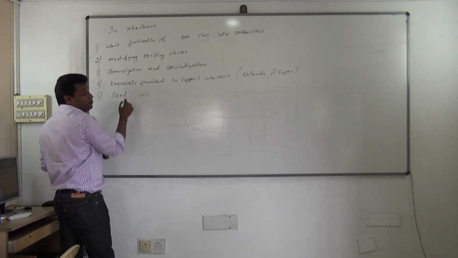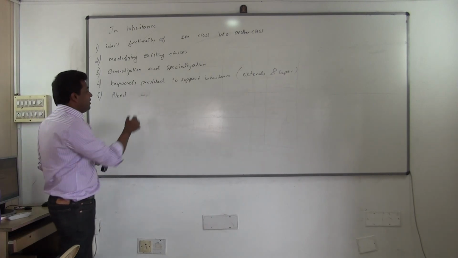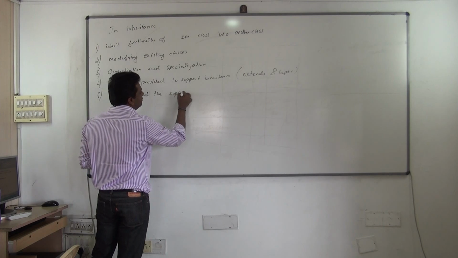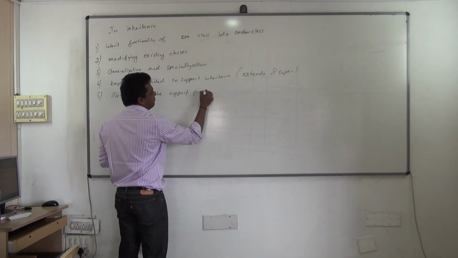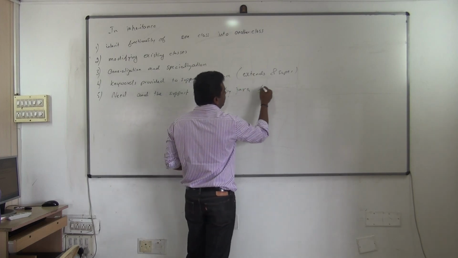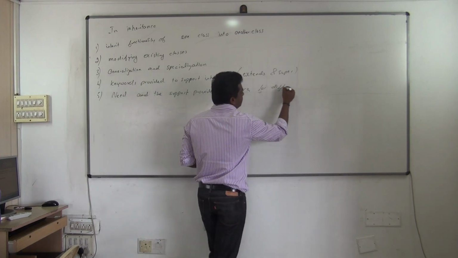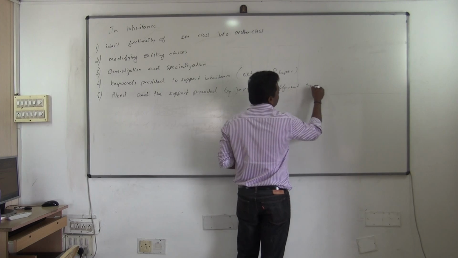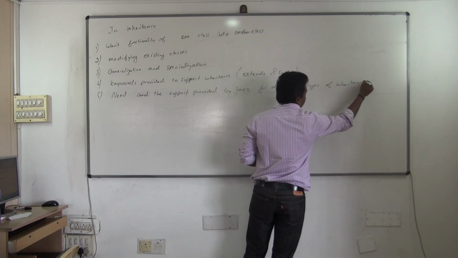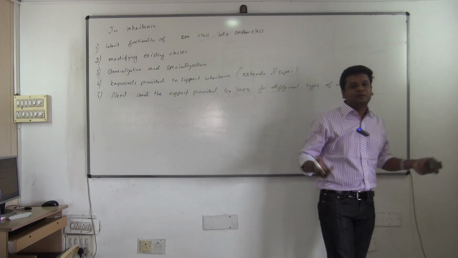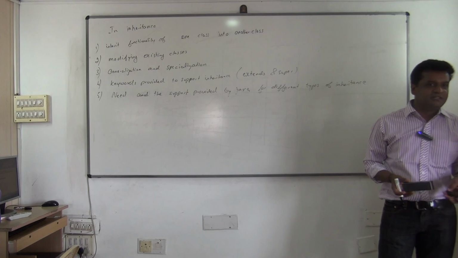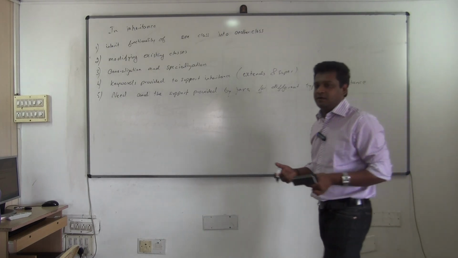Need means when it is actually required. And the support provided by Java. Need and the support provided by Java for different types of inheritance. What is the need for so many types of inheritance? That's the first question. And if the need is there, how is it supported by Java? Yes or no? Both you have to study.